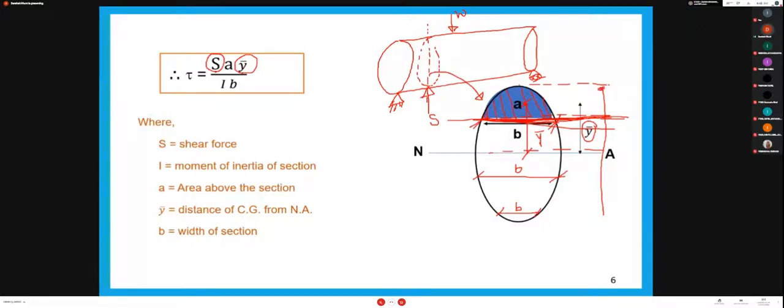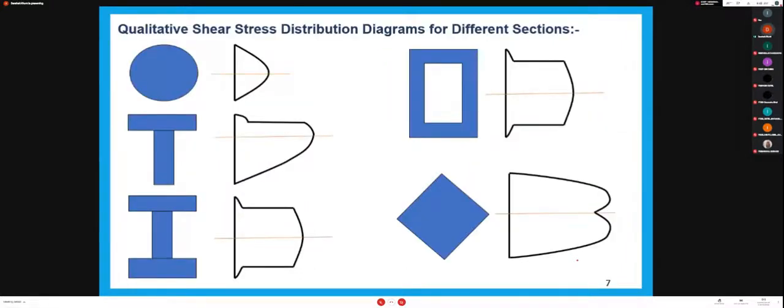Suppose the shear stress value here is 0 because the area above that section is 0. So we get the shear stress distribution like this. At the neutral axis, shear stress is maximum. At the top, shear stress is 0. At the bottom, shear stress is 0. Now how we apply these equations, we will see here.